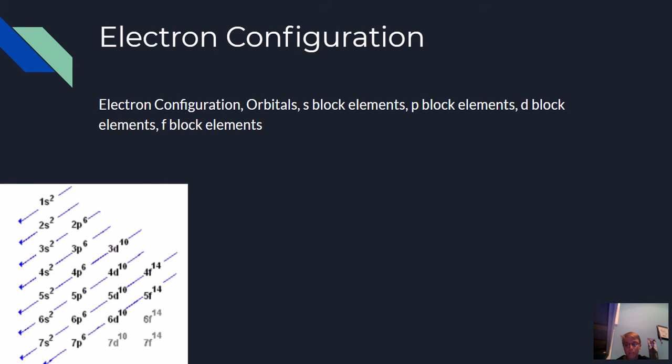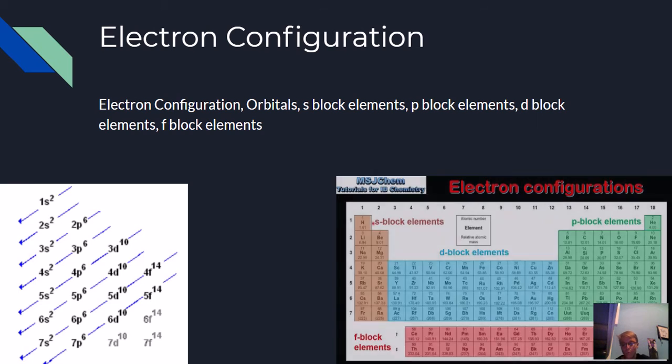S-block elements have 1 orbital and 2 electrons in that orbital. P-block elements have 3 orbitals and 6 electrons. There are 2 electrons per orbital. In the D-block elements, there are 5 orbitals and 10 electrons. And in the F-block elements, there are 7 orbitals and 14 electrons. Like I said, 2 electrons per orbital.